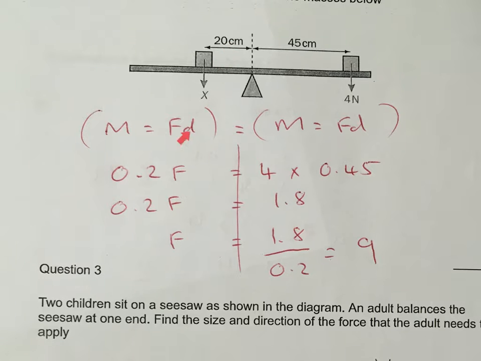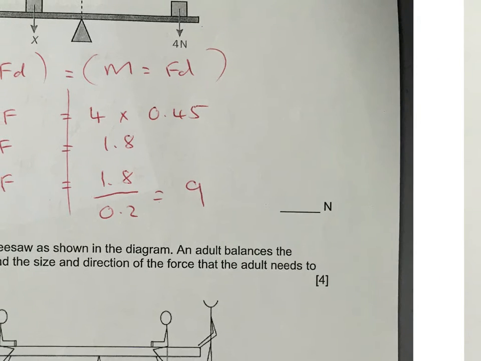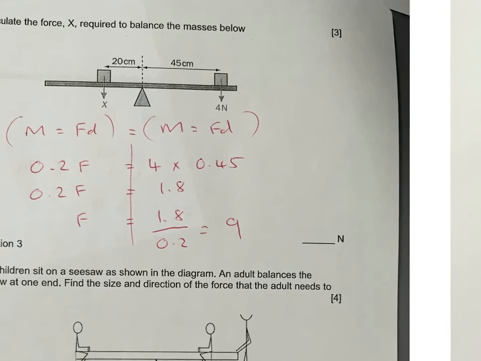So 0.2F equals 4 newtons times your 0.45 meters there, because I've converted that. And then once I start solving, it becomes 9. And again, if you're struggling with the rearranging there, I'd advise you to seek out some help.